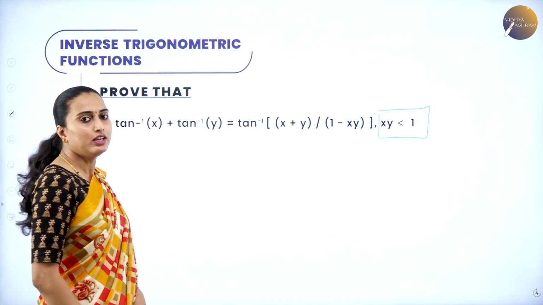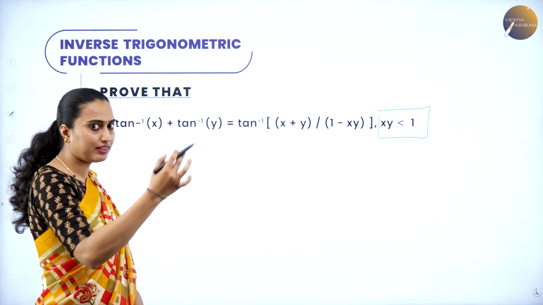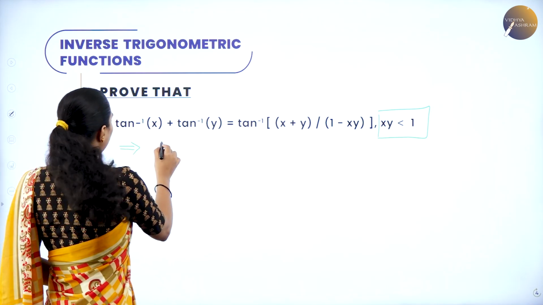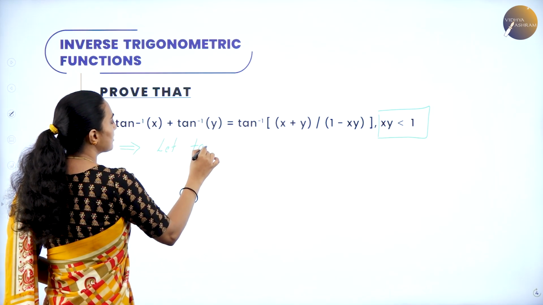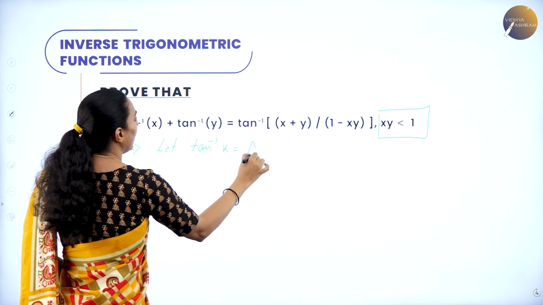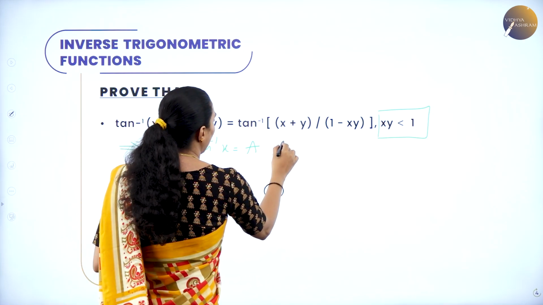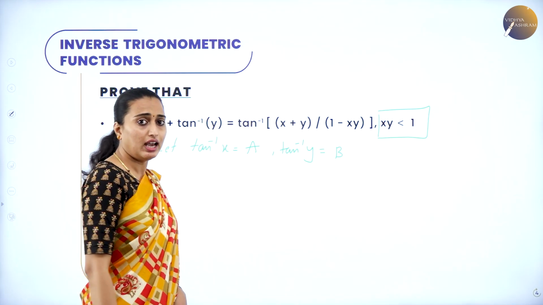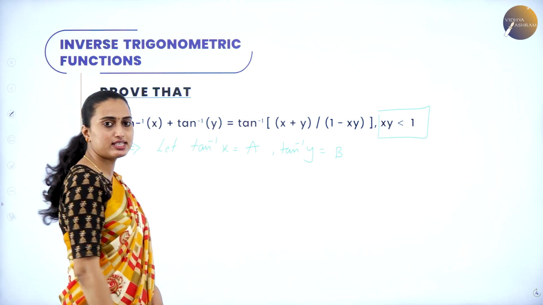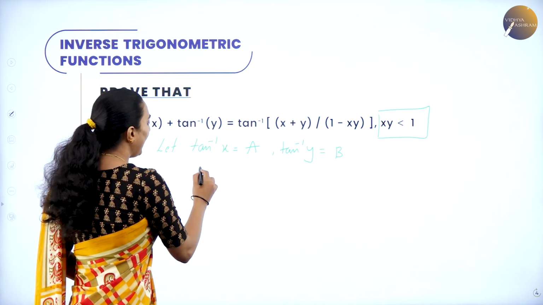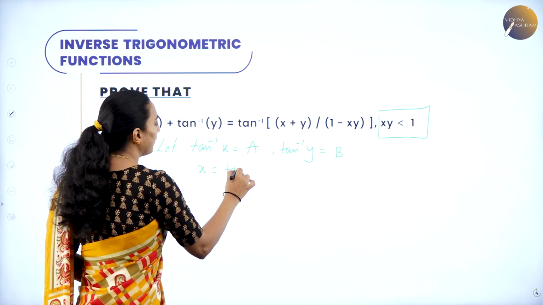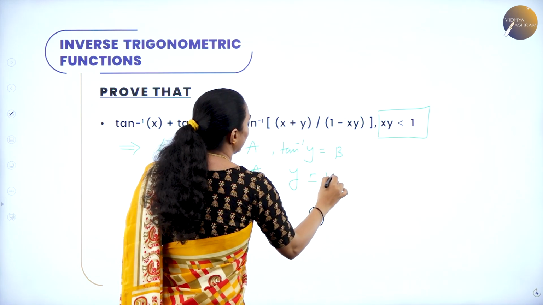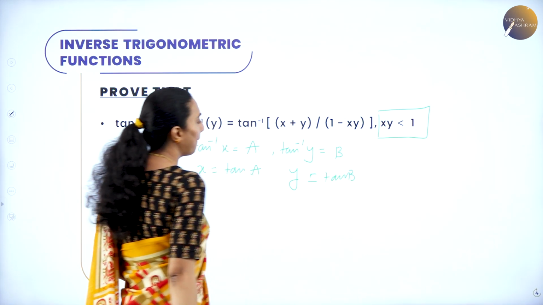If you look here, it looks like tan a plus tan b, isn't it? So what I'm going to do is give the solution by substitution. Let tan inverse x be equal to a, and let tan inverse y be equal to b. As you already know, if tan inverse is taken to the other side, it automatically becomes tan. So x can be tan a, correct? Similarly, y can be tan b, right?